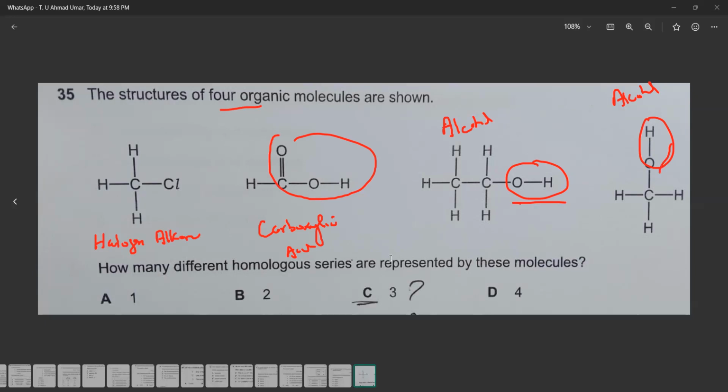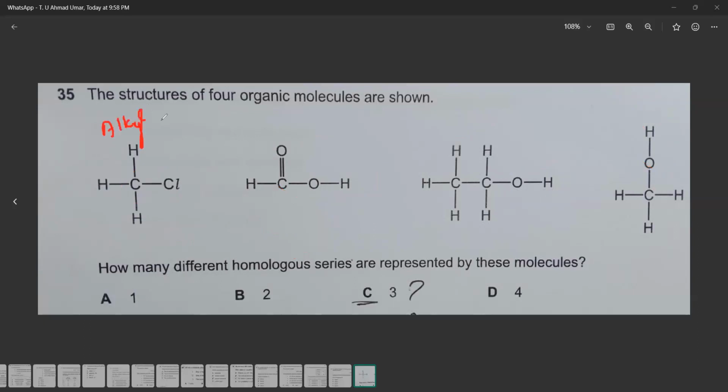Because these have the same OH, both belong to alcohols. Is it clear? The first one is a halogenoalkane, which means there is a carbon chain and there is a halogen. You can also say alkyl halides. Alkyl halide or halogenoalkane, it's the same thing. There is a halogen and a carbon chain with a single bond, known as an alkyl group. It might be CH3, C2H5, or C3H7. When a carbon chain is attached to a halogen, it's called a halogenoalkane, or alkyl halide. When this is there, it's a carboxylic acid, and when OH is there, that is an alcohol.